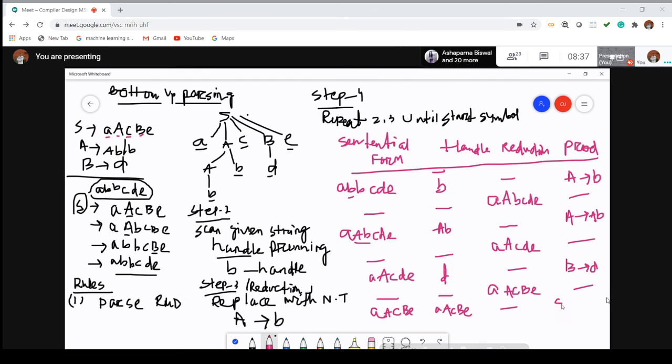What is the production? The production equal to S to small a, capital A, small c, capital B and small e. Okay, so once it is completed, then there will be no sentential form and no handle over here. This value is nothing but S. So in place of S, I can write like this. Now S is the start symbol. So we have started from the input string and reached the start symbol. Hence you can say that the parsing is completed.